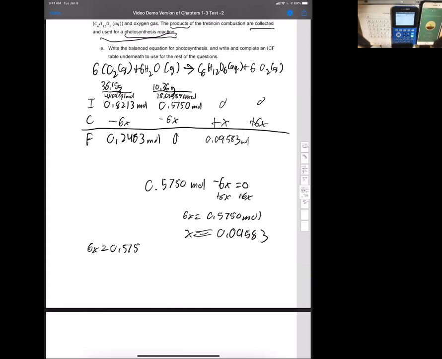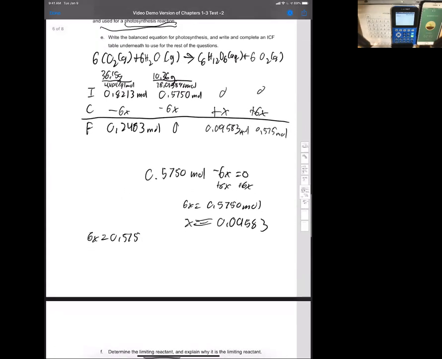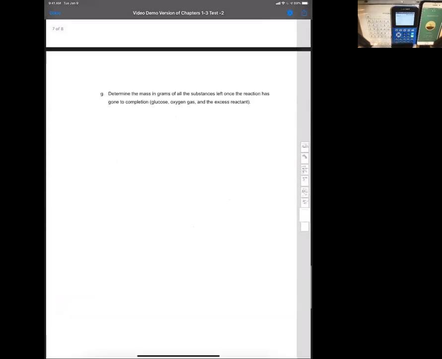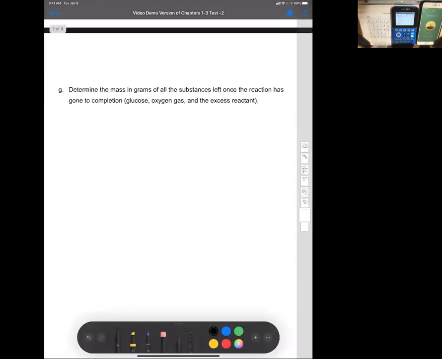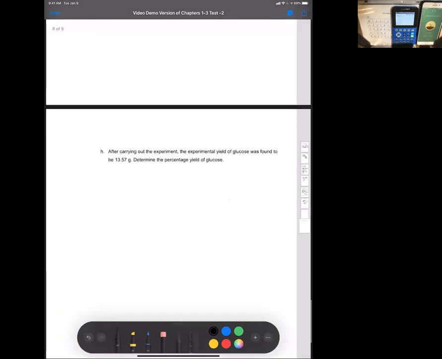And then we also have that's right. And so there we go. We have our completed ICF table right there. And now let's go into our next question. Mass in grams of all substances left. Oh, perfect. So you can see how many questions we have left, and 9 minutes. Okay.